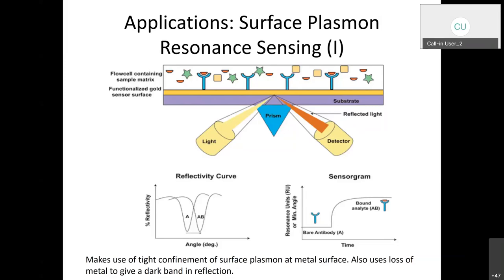And by adding stuff to the surface, by adding proteins, for example, or something else that you want to sense, the wave will propagate at a different rate and the coupling will happen at a different angle, or a different wavelength if you're tuning wavelength. And then you can sense the binding of particles at the picogram per millimeter squared level on the surface.